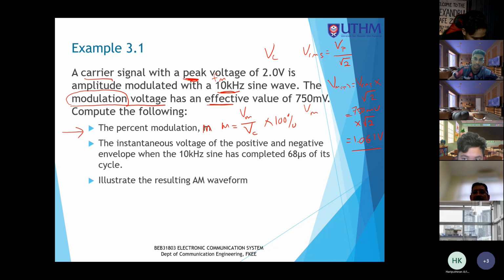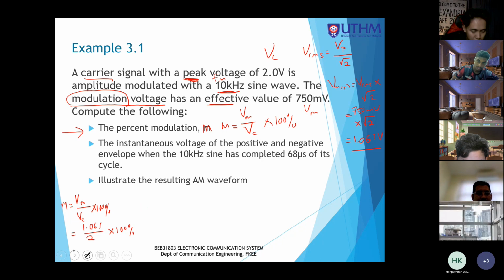So therefore, when I want to calculate the modulation index, okay, saya kira di sini. So M equal to VM peak divide with VC peak multiplied with 100%. Okay, so this is equal to 1.061 divide with 2. Darabkan dengan 100%. So sama dengan berapa ni?